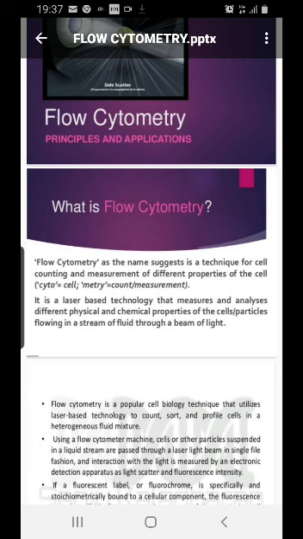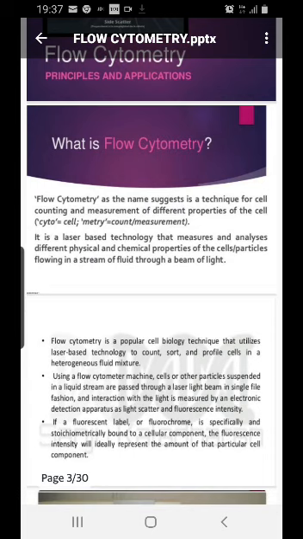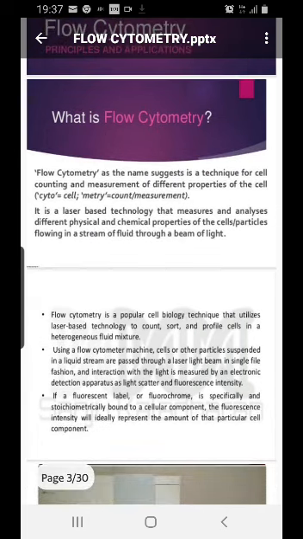Flow cytometry is a technique for cell counting and measuring the different properties of the cell. Do you know, in hematology we have an instrument which measures the different types of cells, the different types of RBCs, neutrophils, lymphocytes, and platelets. So that is the same type of principle that we are going to use here, and we are going to use a fluorescent dye, and we're going to use antibodies in addition to that.